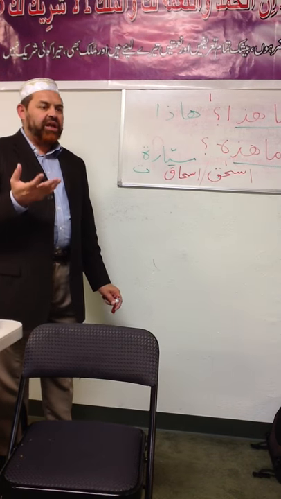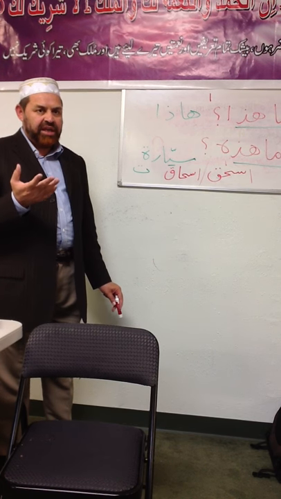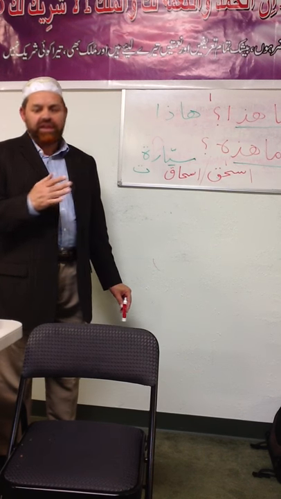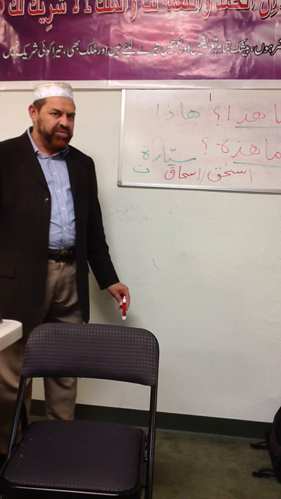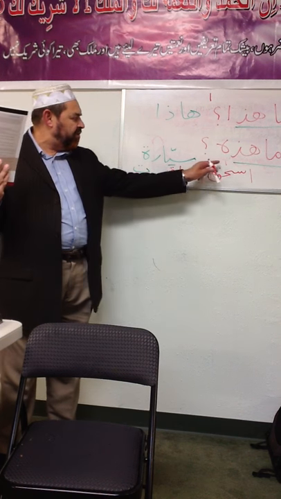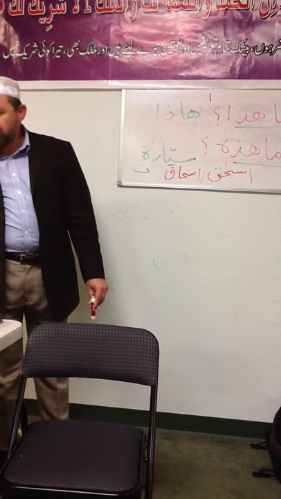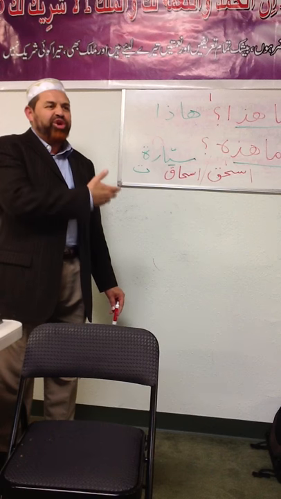And it is assumed that people can make mistakes if they do not know this rule. Otherwise, if you are reading any other book, for example this book, maybe you will see the name Ishaq in this book, but it will not be with the sign. So all these things we learn after knowing this alif.